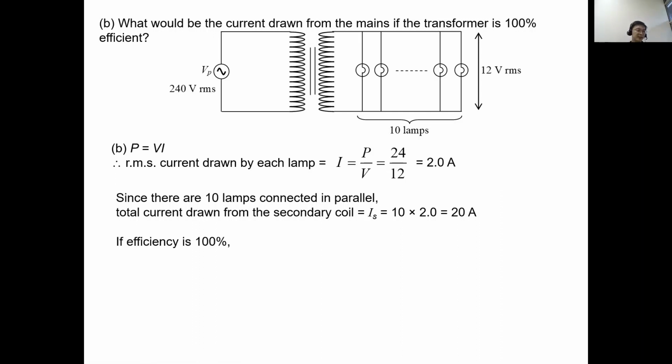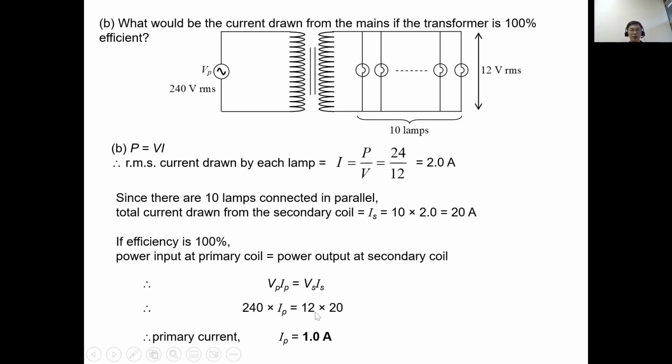Okay. Next, if it's 100% efficient, the power on the primary coil is the power output at the secondary coil. We know that the root mean square voltage on the secondary is 12. We have calculated the root mean square current, which is 20. So we can easily tell that the total power on the secondary side, or rather the average power, is 240. Since the root mean square voltage on the primary side is 240, this means that the primary root mean square current is 1.0 amperes.